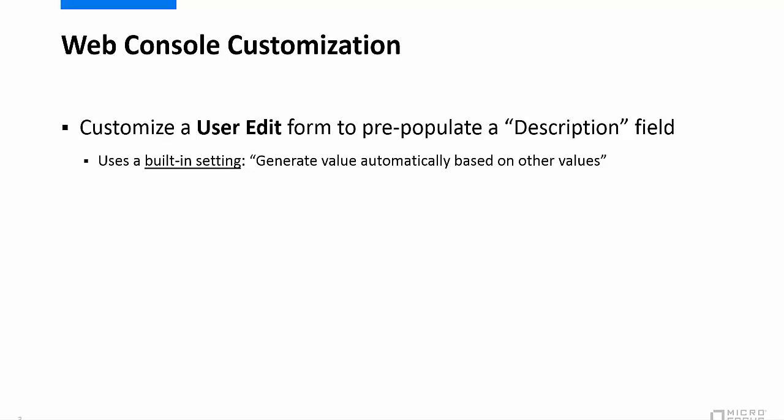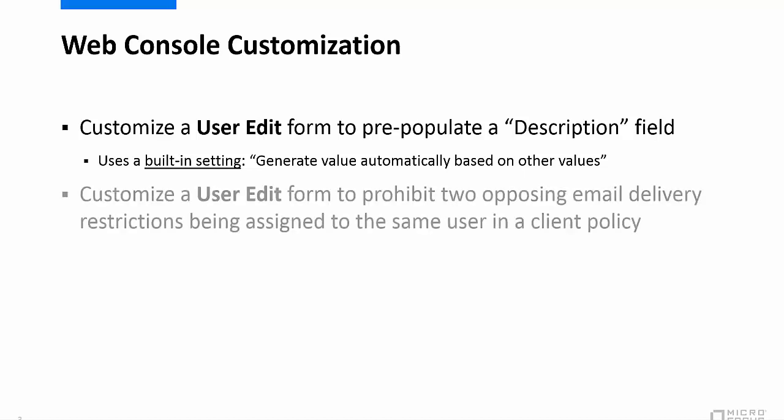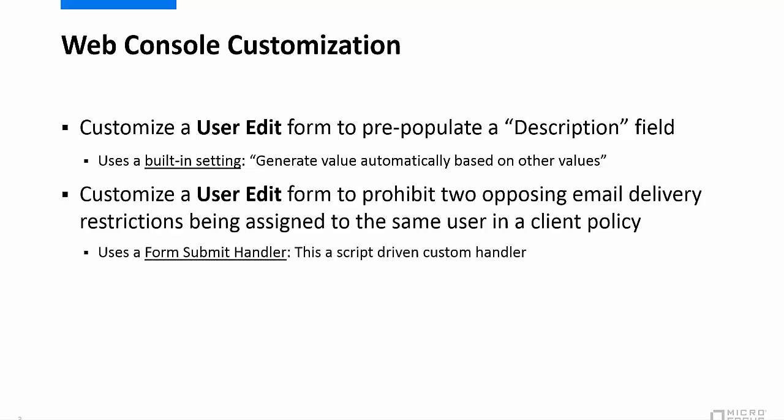The second scenario demonstrates how to create a client policy that prohibits a trustee with the same name from being added to two opposing email delivery lists. This is configured using the Form Submit Handler feature. The Form Submit Handler enables users to validate and potentially cancel the submission of data if something is not compliant with the policies.